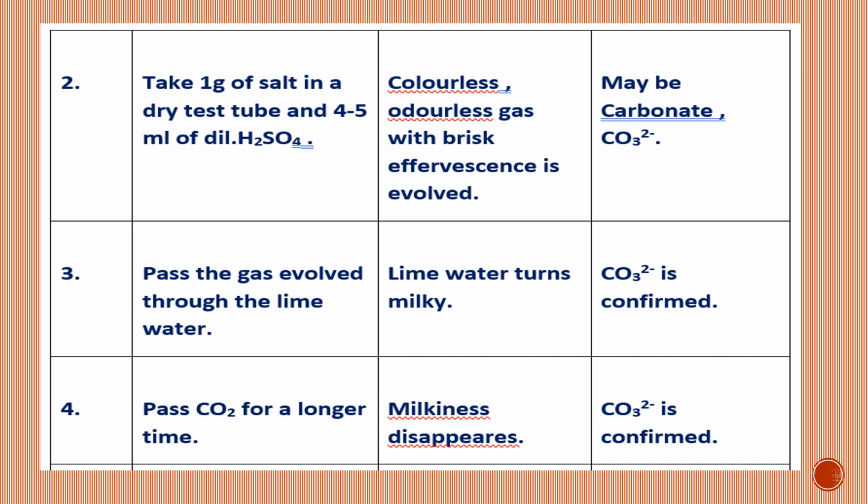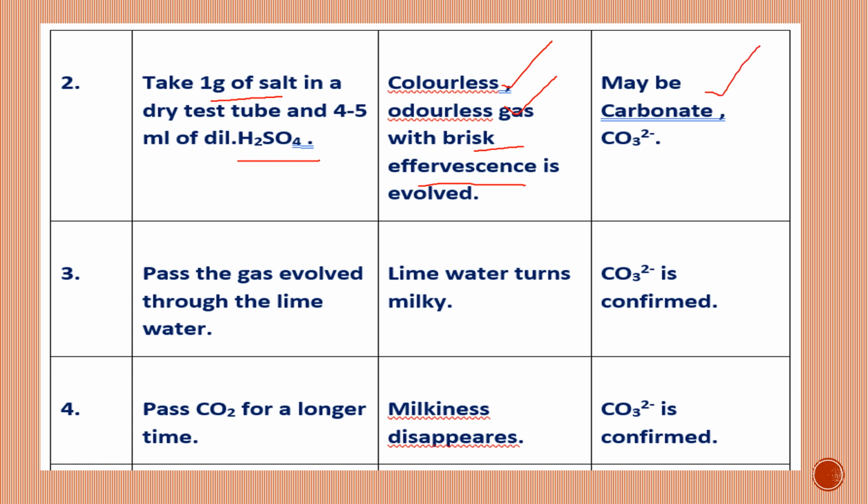We will take a small quantity of the given salt in a dry test tube, dry salt we have to take, and add a few ml of dilute sulfuric acid to it. So I will get a colorless and odorless gas, that means no color and no smell. Then how will we identify that there is a gas coming out of that test tube? There will be bubbles forming at a very fast speed, that is brisk effervescence, which shows that it may be carbonate. So this is the preliminary test.